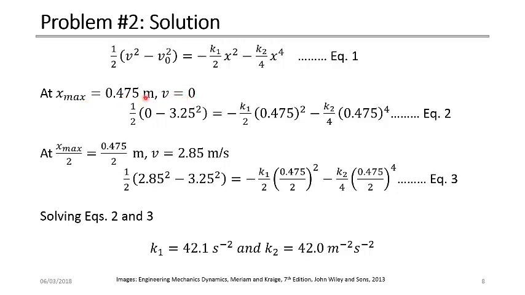So if we take these two values and plug them into this equation, we have 1/2 multiplied by the final velocity, that is 0, squared, minus the initial velocity squared, 3.25 meters per second squared, is equal to negative k1 divided by 2 multiplied by the displacement, which is maximum here, 0.475 squared, minus k2 divided by 4 multiplied by the displacement to the power 4.